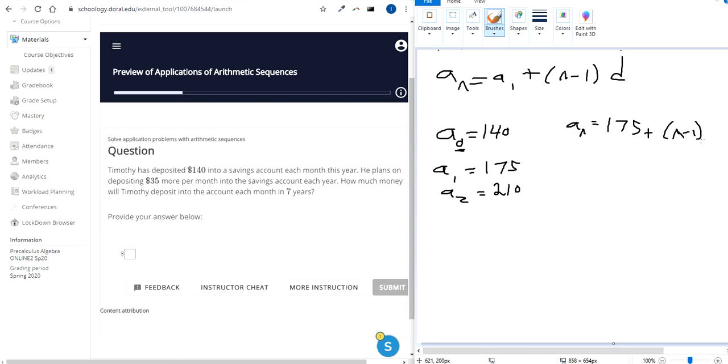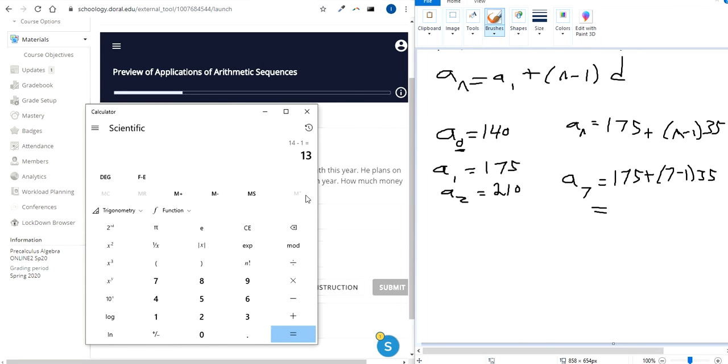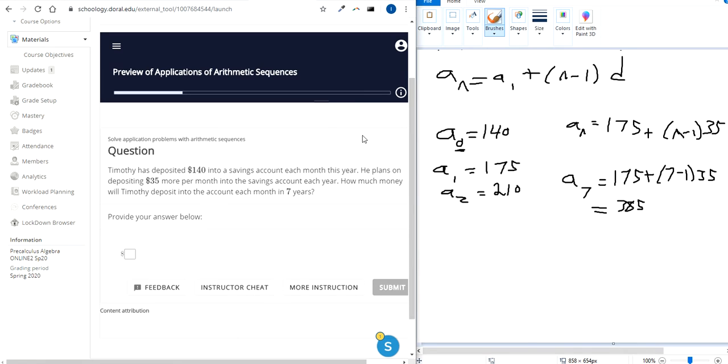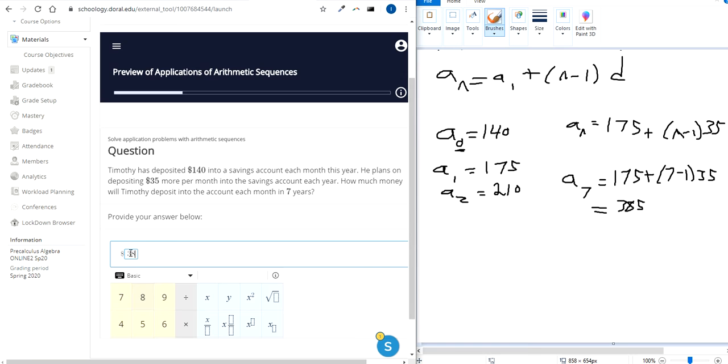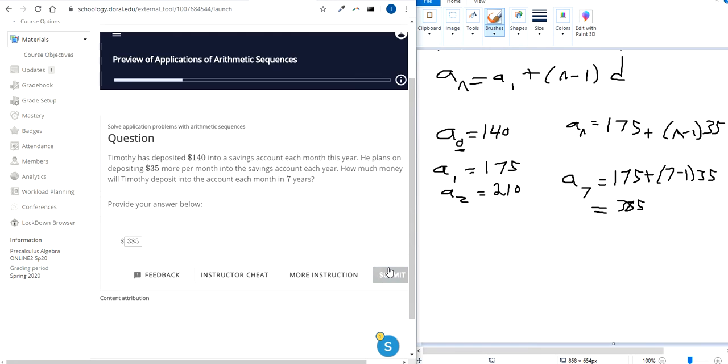This way we don't have to worry about the interpretation of n. N makes sense. N is the number of years. So times the common difference of d, which is 35. So if you want to know the 7th year, you just plug in 7 for n. Okay, so 35 times 6 plus 175, we get 385. So we're expecting to have $385. You could have got that through just adding 35 each year too.